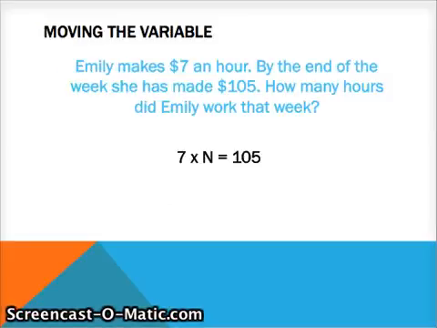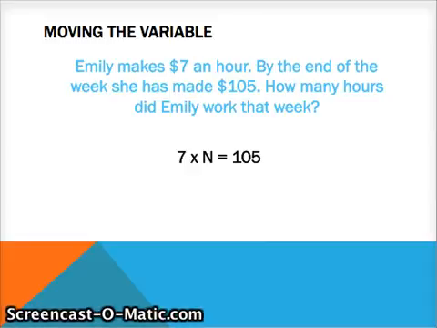Now in the last problems we used, the variable was in the answer. The variable does not always need to be in the answer though. Let's try one with the variable in the problem. Emily makes $7 an hour. By the end of the week she has made $105. How many hours did Emily work that week?